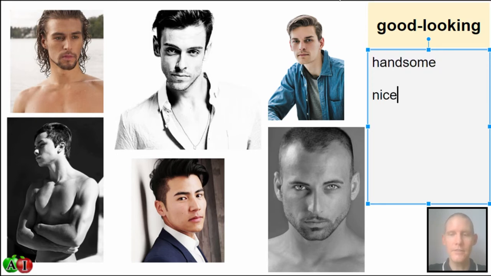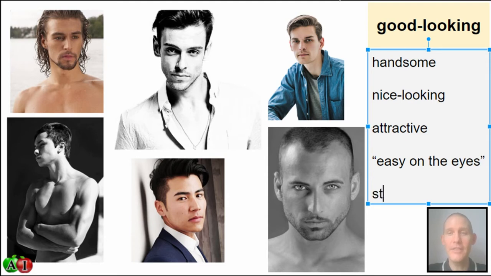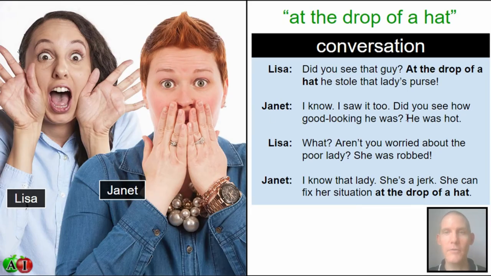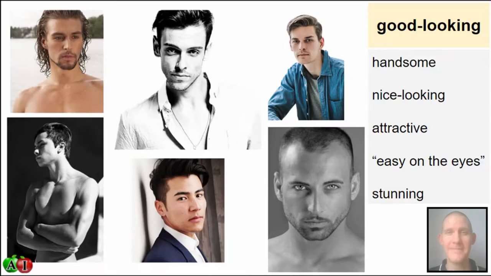You can say nice looking. You can say attractive. Well, put this as a phrase, easy on the eyes. You can also say stunning. And I think in the conversation, Janet used another one. He said he was hot. And hot here doesn't mean like temperature, like his body has a high temperature. No. He was hot means he was good looking, that he was handsome, right? So here are other ways to say good looking. Handsome. Nice looking, attractive, easy on the eyes, stunning.